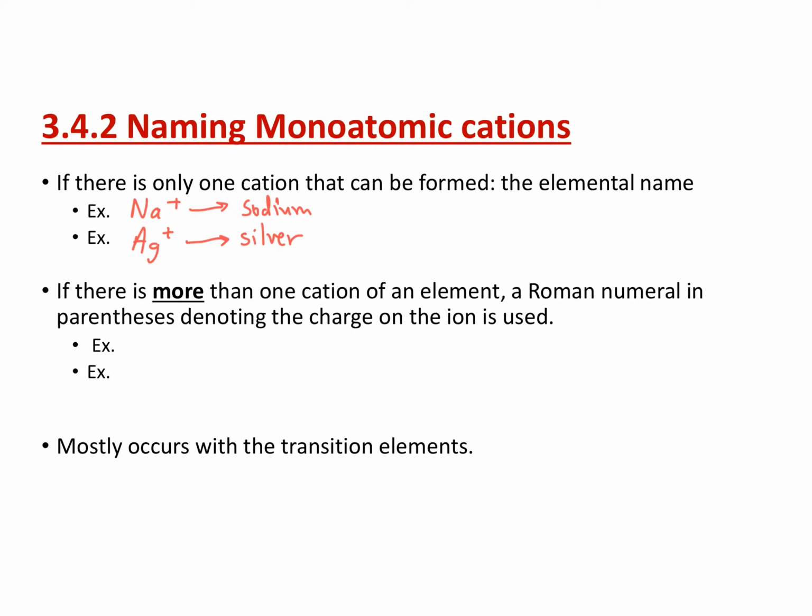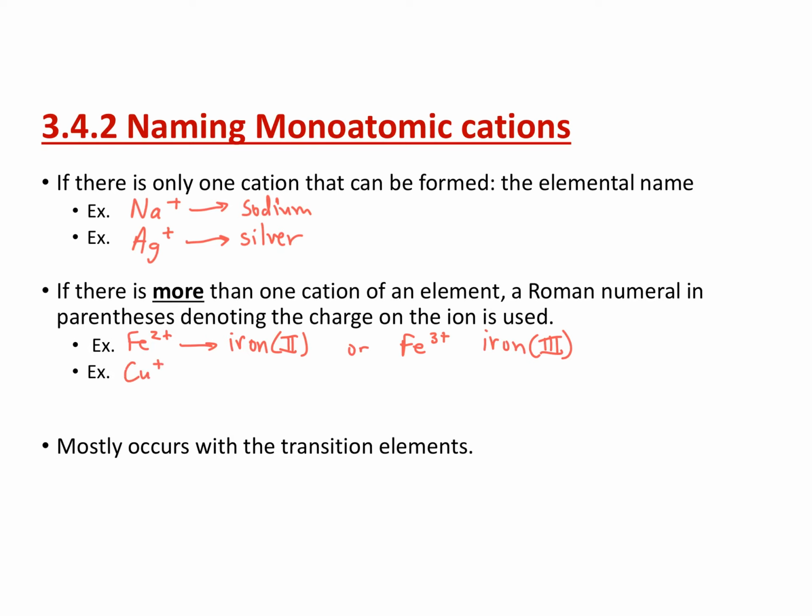For example, when I'm naming a compound that has iron 2 in it, I would say iron 2. Or if I was working with iron 3, I would say iron 1, 2, 3. So when we have multiple charges available for an element, we use these Roman numerals to indicate what form of that element we are using. Am I using iron 2 plus or iron 3 plus?